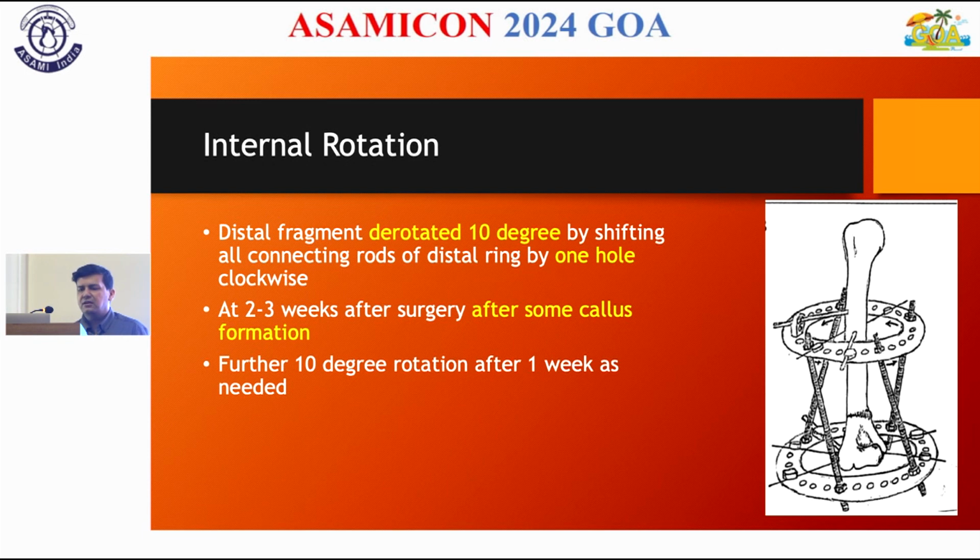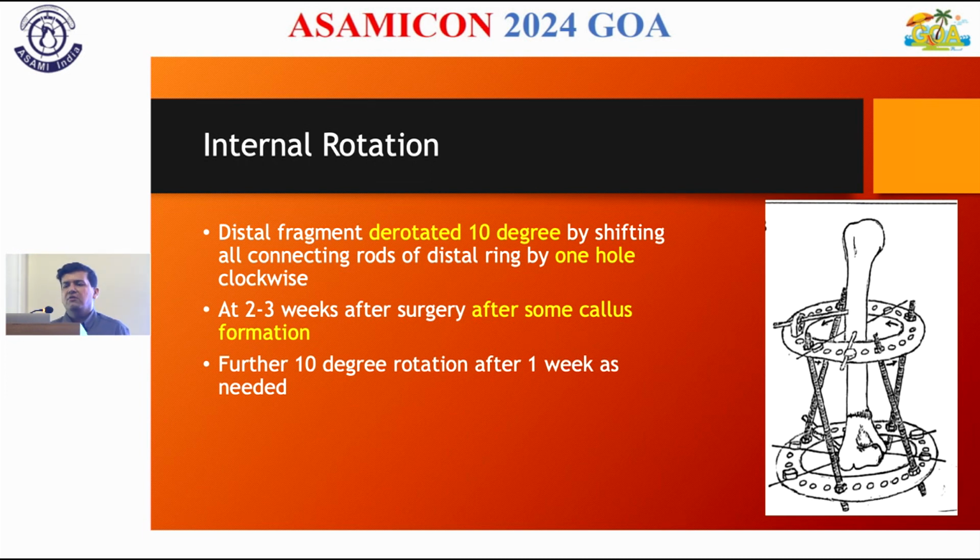To correct the internal rotation deformity, the distal fragment is derotated 10 degrees by shifting the connecting rods 1 hole clockwise. Usually 1 hole shifting corresponds to 10 degrees of internal rotation. And usually we do it after 2 weeks when there is a little callus formation, because initially we tried in 1 or 2 cases at the time of the surgery, but we got some displacements.